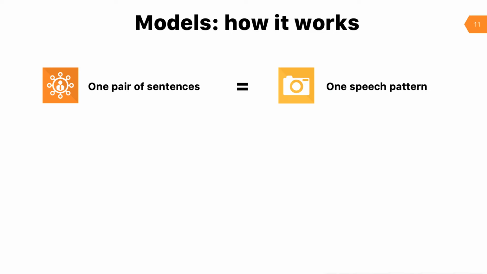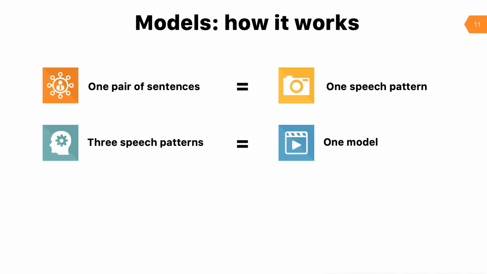So we have touched on the theory a little bit, and it's quite enough for the moment. Let's move on to more practical aspects. Let's talk about how our speech models work by introducing some very simple concepts. One short sentence in English and Russian we call a speech pattern. 3 speech patterns will make up one model. For now, we will just remember this terminology. Later, in practice, you will clearly understand what it is about.